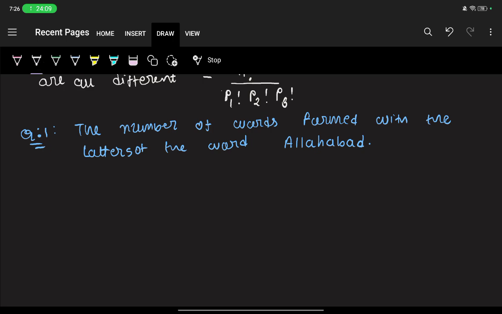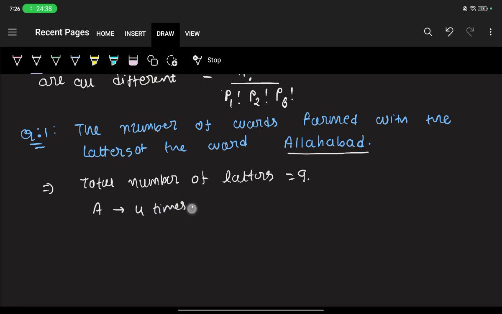All right. So first of all, how many letters are there in this word? Total number of letters is how much? Nine. Of which A occurs how many times? 4 times, right? L occurs how many times? Twice. And the rest are different, right?